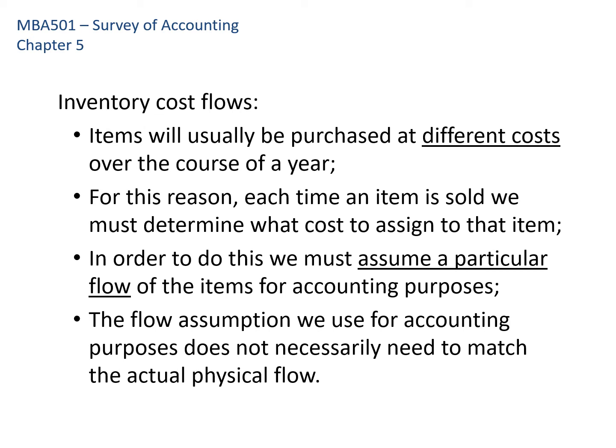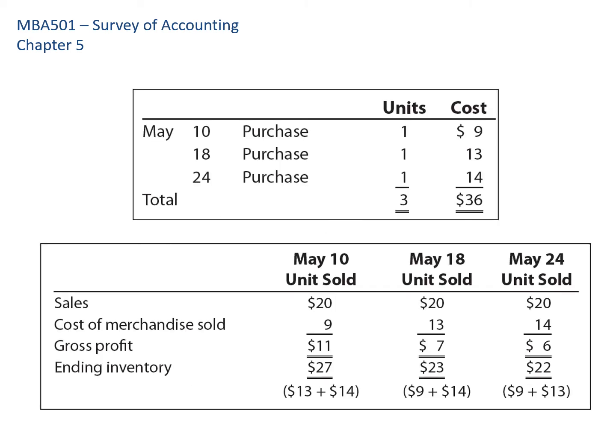So companies will assume a particular cost flow for accounting purposes. It doesn't have to match the physical cost flow or the physical flow of goods, but most companies do that. So there are 4 different cost flows that we could talk about. First, let me give you an example here, though.